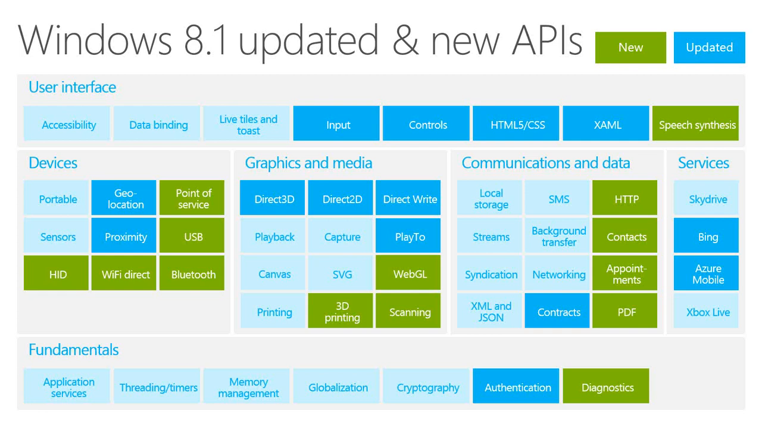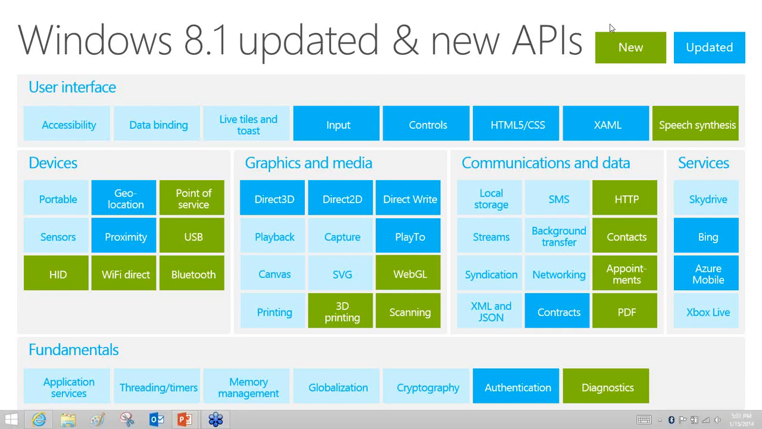In terms of the various APIs, of course, I won't go through this in detail because this itself would be a separate webinar, but at the high level, we cover a whole range of APIs spanning from the fundamentals, which include things like threading, memory management, globalization, cryptography, authentication, as well as diagnostics. And then moving on to areas like communications and data, wherein we support local storage, we support XML and JSON, SMS, background transfer, and networking. We also support a whole range of graphics capabilities, which includes Direct 3D, Direct 2D, which you typically use for gaming scenarios. We also support WebGL. Like I mentioned earlier in the session, we support 3D printing.